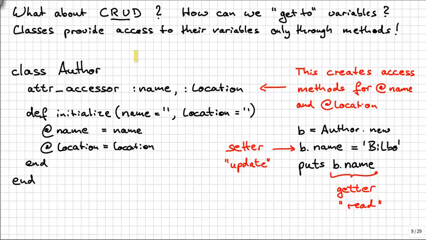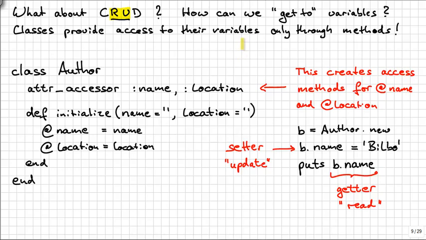So how can we implement the read and update part of our CRUD method set and behaviors we want to have for the author class? How can we get to the instance variables we have defined for the author class? In Ruby, we have to bring in methods so that we can read and update instance variables.